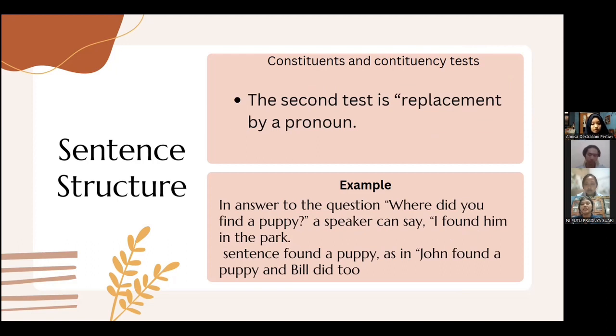The second test is replacement by a pronoun. For example, in answer to the question, where did you find a puppy? A speaker can say, I found him in the park. The phrase found a puppy can be replaced as in John found a puppy and Bill did too. The next one.